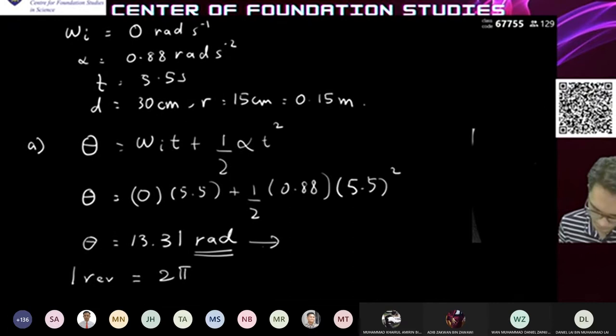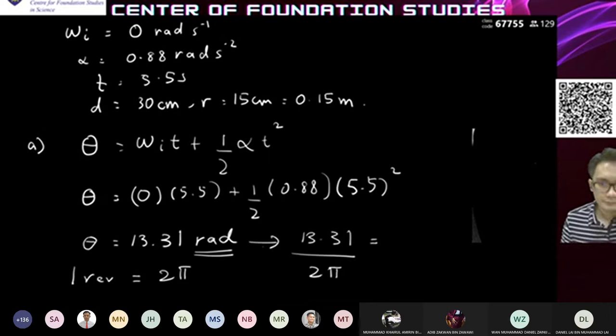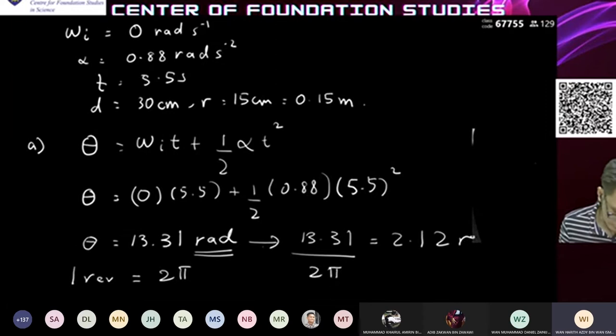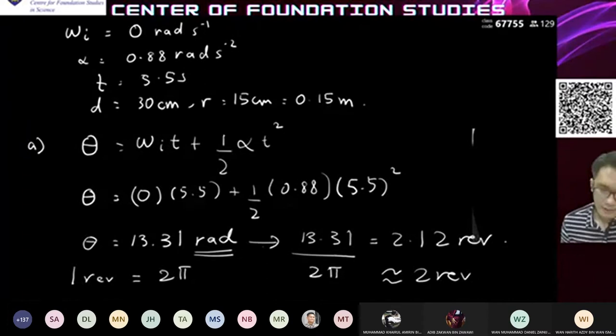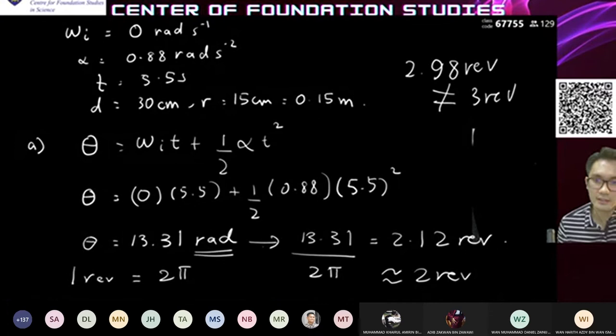So what is the answer? 2.12. Yeah, 2.12 revolution. Okay, or this one is equal to 2 revolution. This one memang sangat tricky sebab we need to round off to the minimum value, not to the maximum. For example, you calculate and then you dapat 2.98 revolution. So this one is not equal to 3 revolution tau because it hasn't reached the third cycle. So the jawapan still 2 revolution.